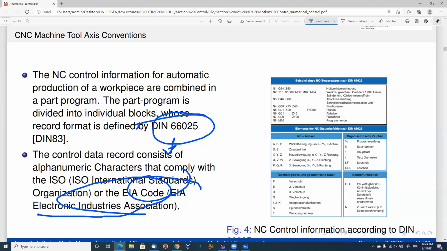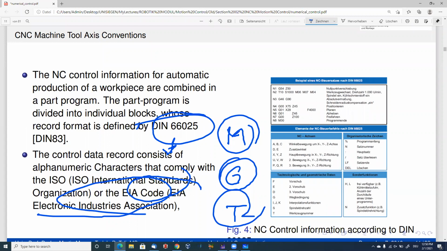So now the point is, according to this standard, there are two functions in general. First, we have the M function, which we call the miscellaneous function. And we have a preparatory function, which we represent with G. Others are auxiliary. We could have representations for tool selection, for example, if you have multiple tools inside, you could have designations for speed, maybe with S, and for blocks, and so on.